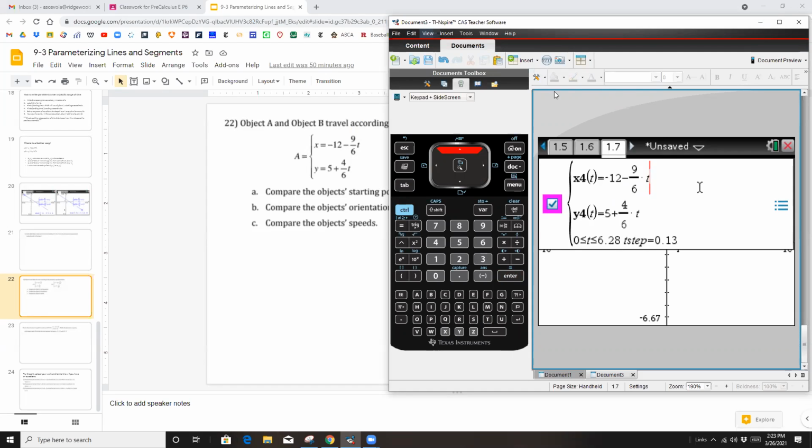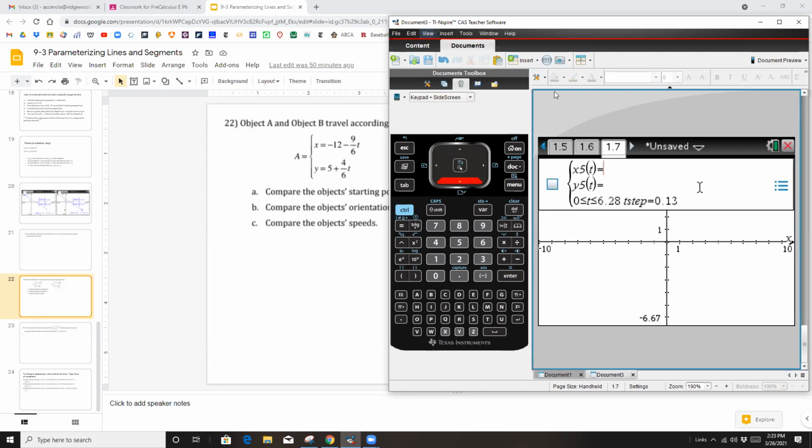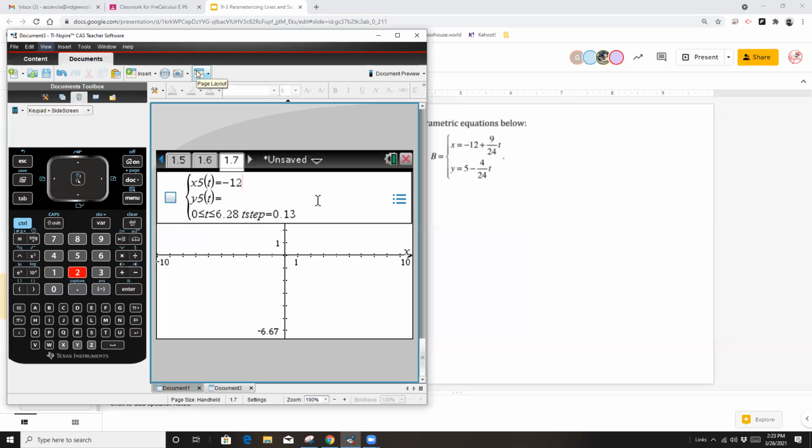Oh, looks right. And then for the other one, we'll go negative 12 plus 9/24 times t, and then 5 minus 4/24 times t. And that looks right.